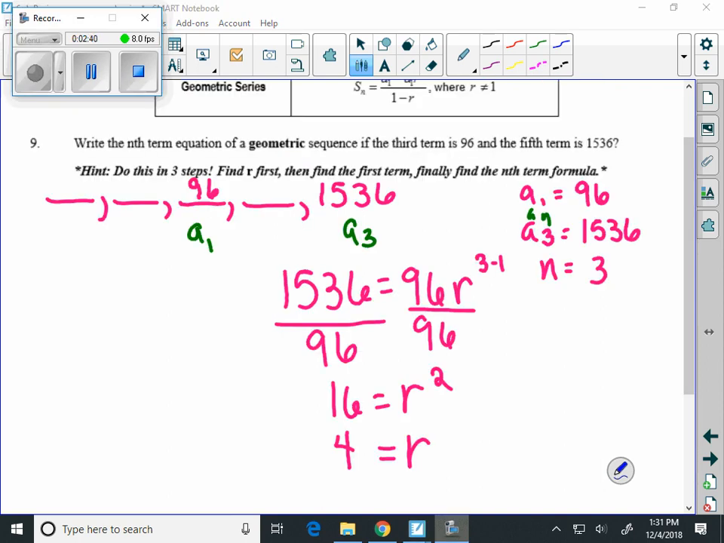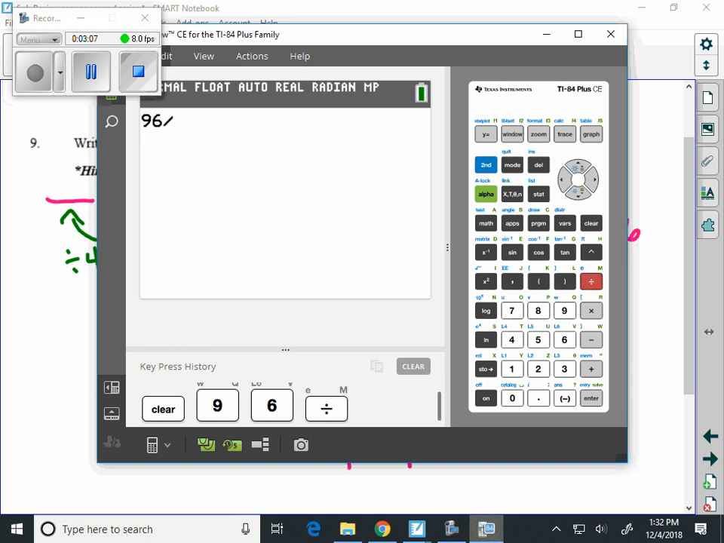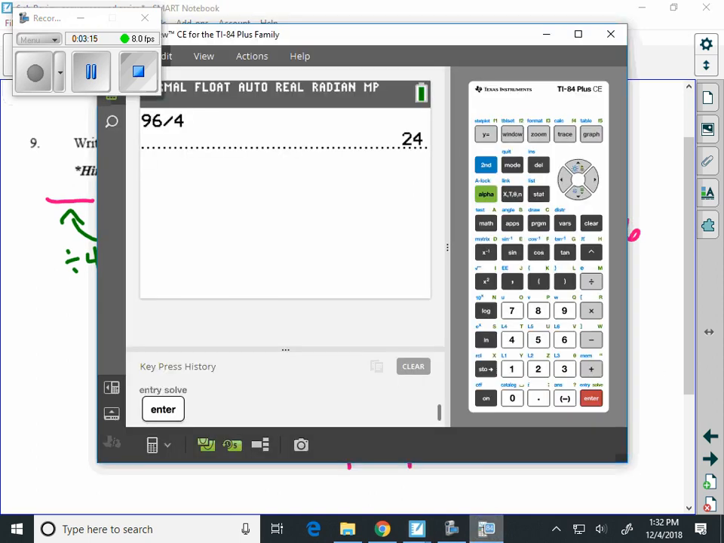Now that we know that r is 4, remember we're going to go backwards here and backwards there. So we need to divide by 4 is what we're going to do. We're going to divide by 4 here, then we're going to divide by 4 here, and let's pull up a calculator, and we can take 96 divided by 4, which gives us 24 for this term. And then when we divide by 4 again, which we don't really need the calculator for, but 24 divided by 4, just in case, is 6.